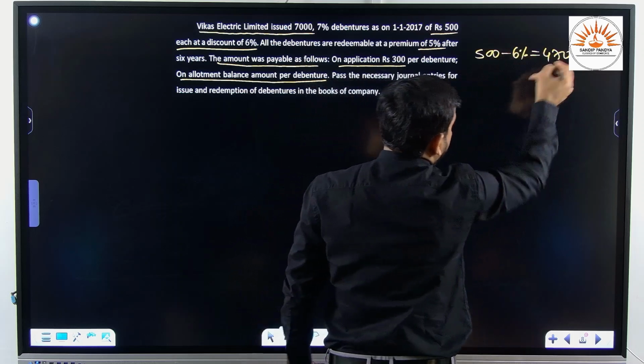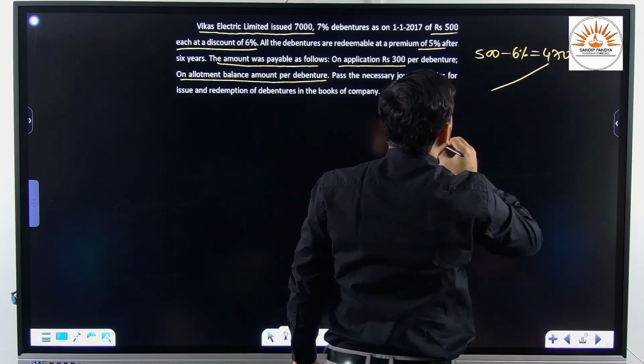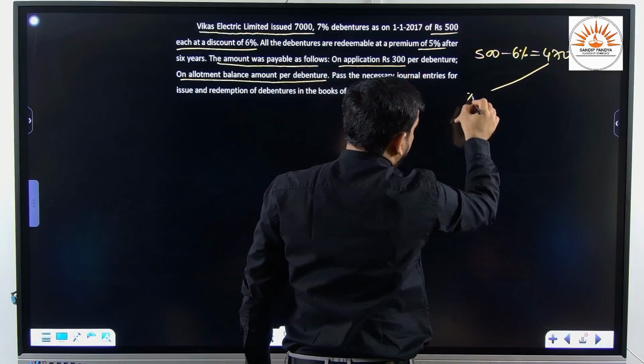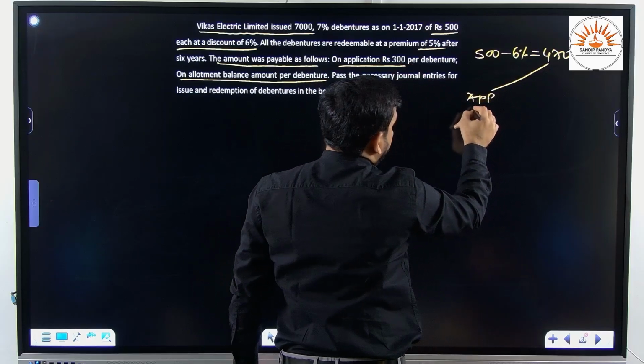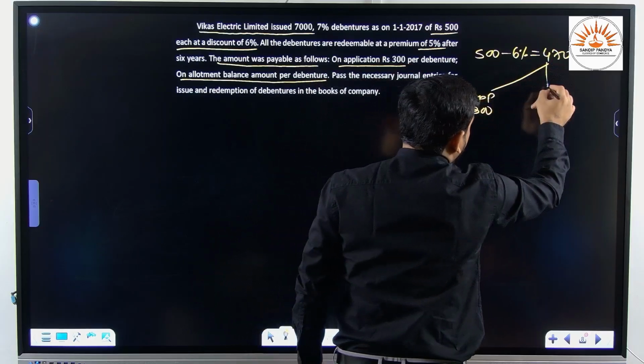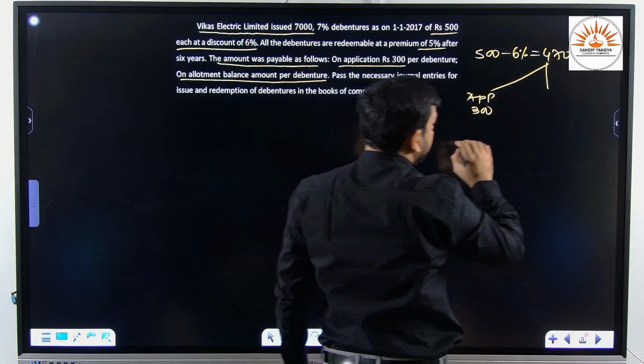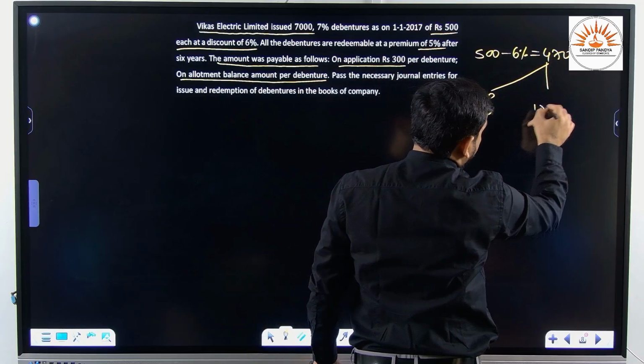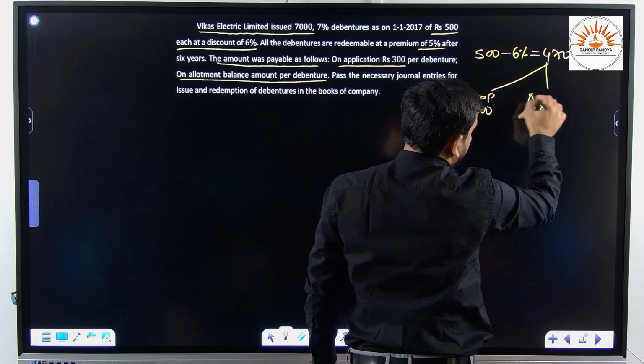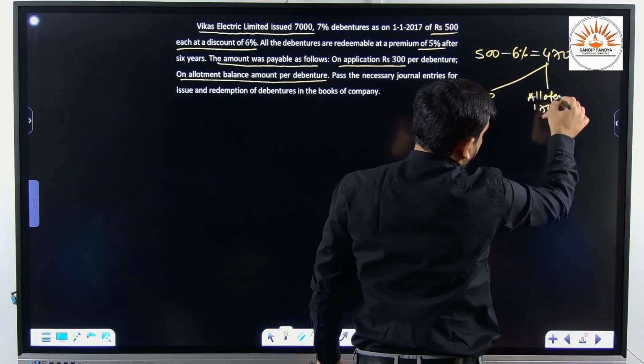So 500 minus 30 will be 470. Out of 470, on application, we are receiving 300, and the balance amount, that is 470 minus 300, that is 170, we shall receive at the time of allotment.